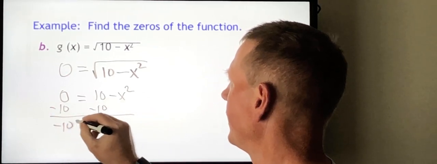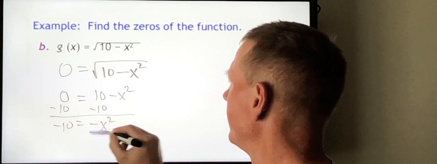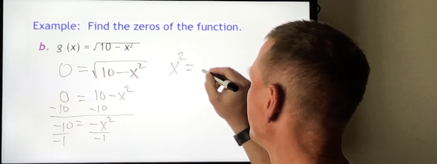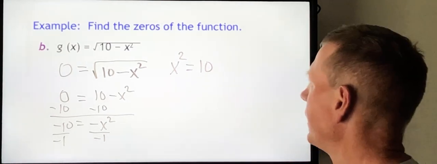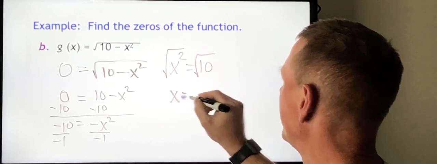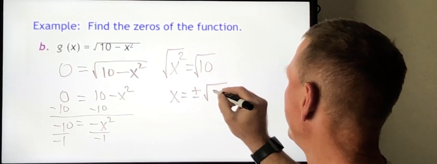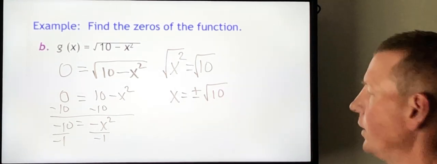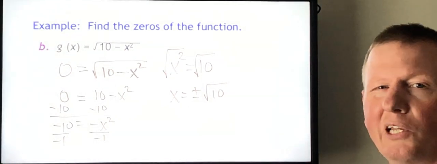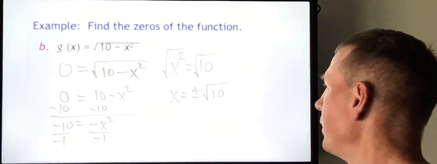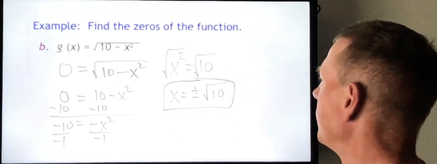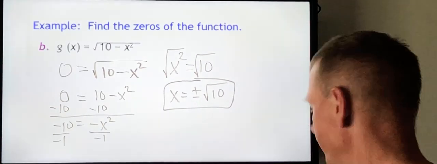So I get negative 10 equals negative x squared. If I divide by negative 1, I end up getting x squared is equal to 10. And then I'm going to take the square root of both sides. Remember, when I take the square root, I do have to take both the plus and the minus of the square root. So in this case, it's plus square root of 10 and minus the square root of 10. So we're looking at just a little bit more than 3 point something. Again, that would be my two zeros there in this case.